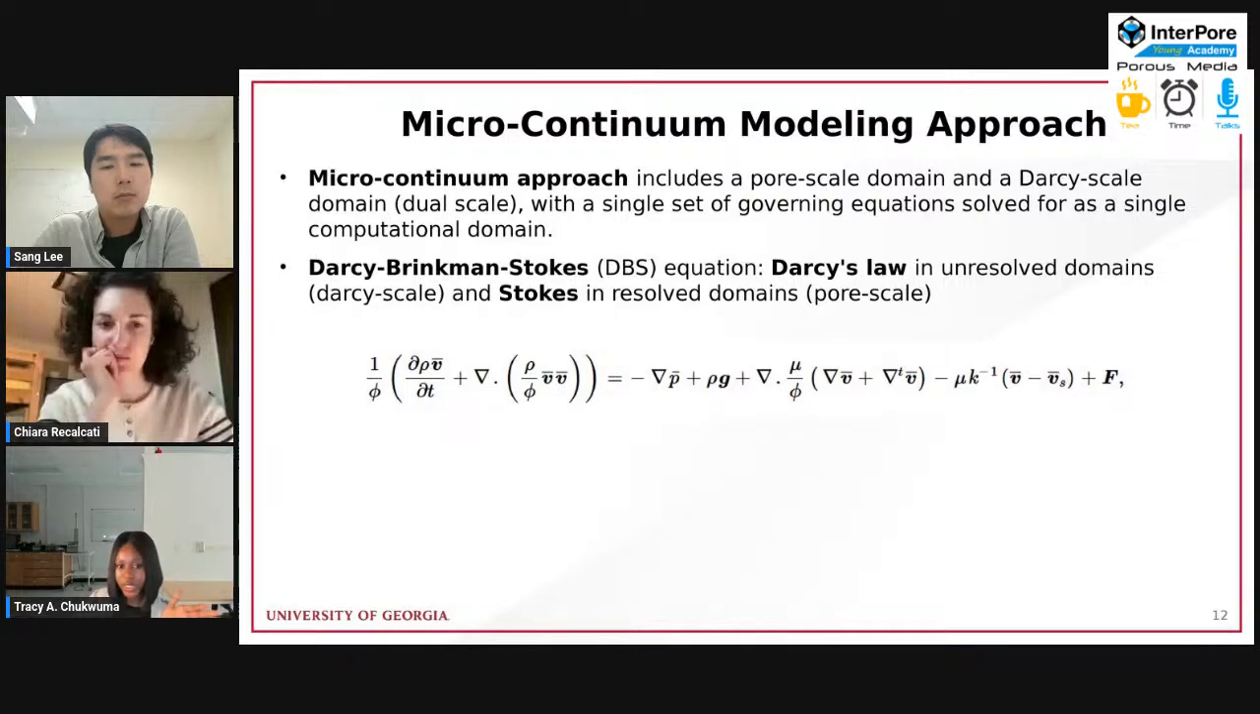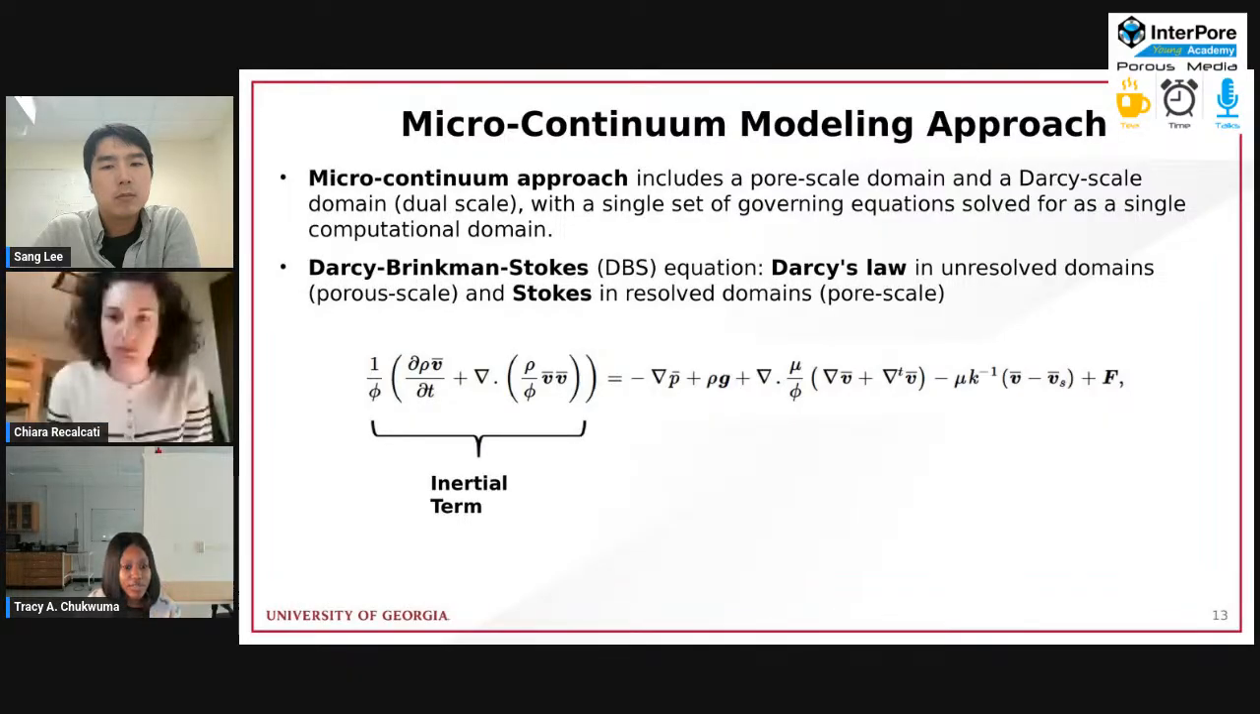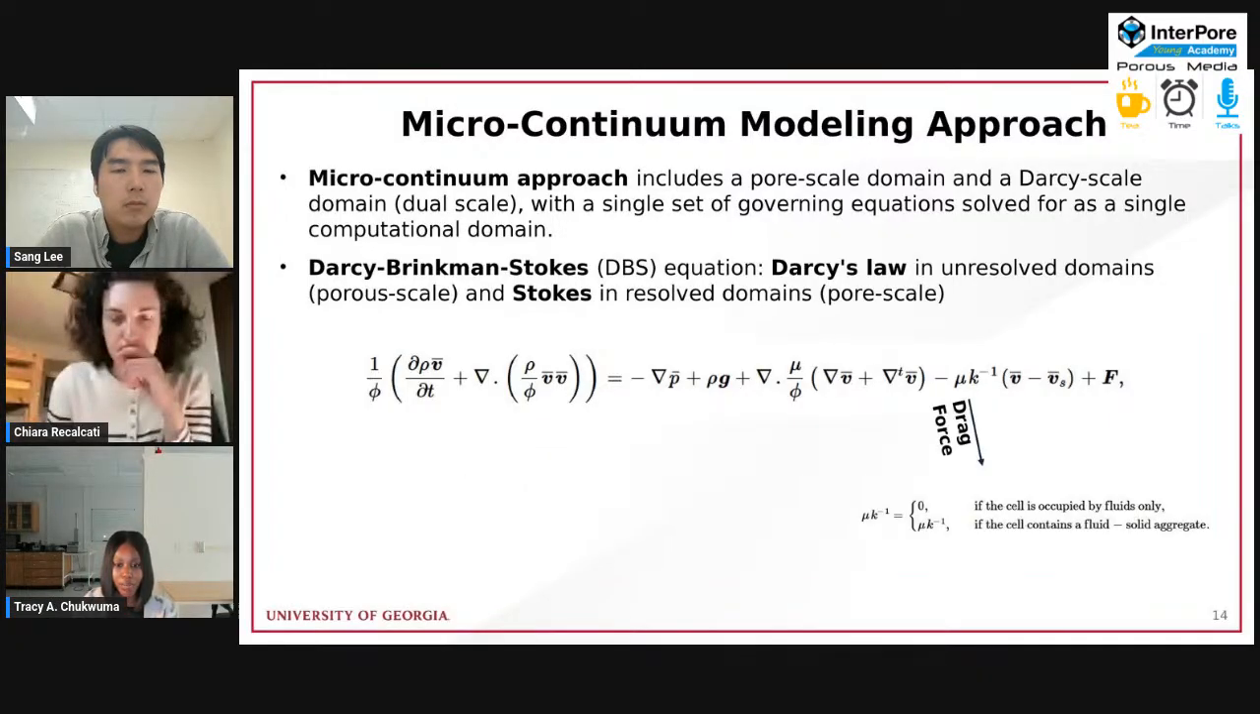Now, what's the breakdown of this particular Darcy-Brinkman-Stokes equation? On the left-hand side are more like the inertial terms, where we have a bit of our porosity, and we also have a flow field. And towards our right, we have our pressure gradient, we have our density, we have our gravitational constant, and then there's a viscous term here attached to our velocity gradient.